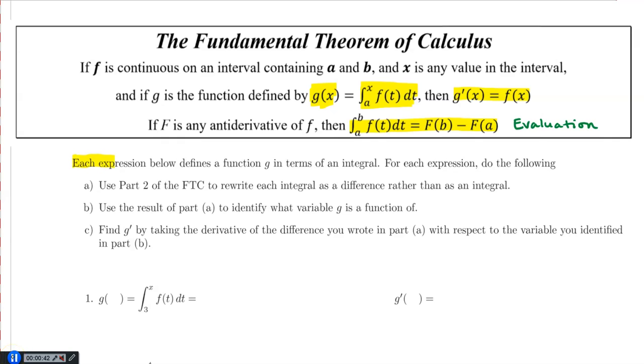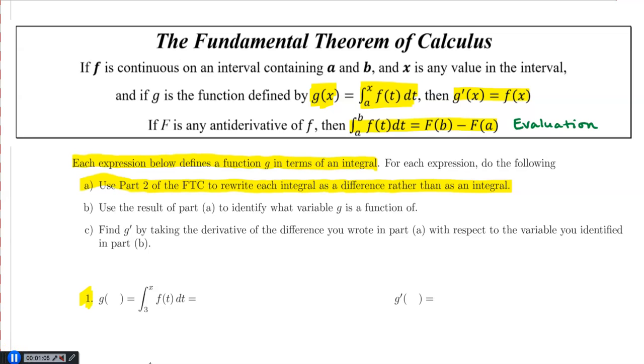So we're told that each expression below defines a function g in terms of an integral. And for each expression, we should begin by using part 2 of the fundamental theorem to rewrite each integral as a difference rather than as an integral. So let's do that for problem number 1.